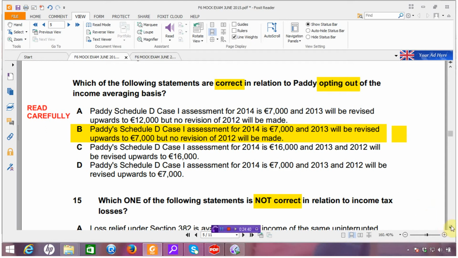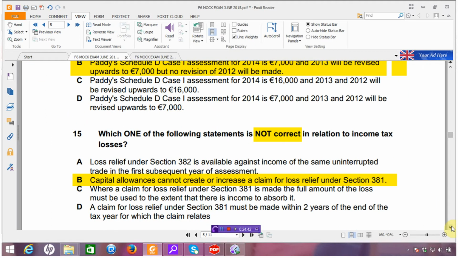Okay. Now, this final one is just in relation to capital allowances augmenting an income tax loss, and hopefully we'll be sort of familiar with the legislation and indeed the ability of capital allowances to certainly create or indeed increase a loss under Section 381, in fact, Section 392. Okay, so B is the answer in that case.